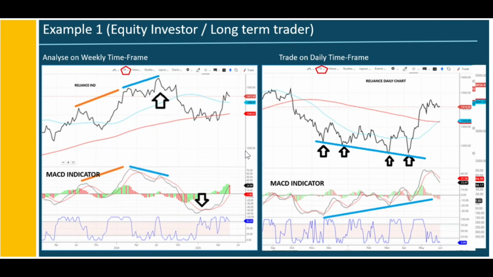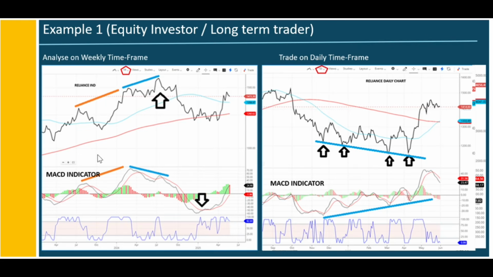Now we have learned what MACD is and what simple signals we can use in our trading decisions. So how do I personally use MACD? I always go with a two-tier approach. I analyze my trading decision on a higher time frame, which we already learned in my previous video. I analyze on the weekly time frame and then I trade on the daily time frame for my equity trading decisions.